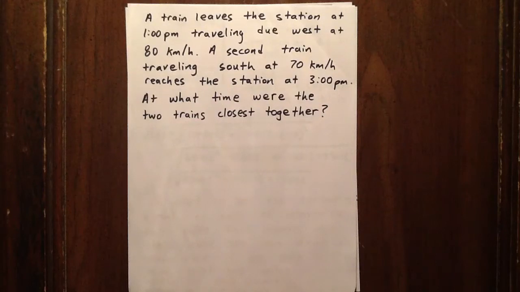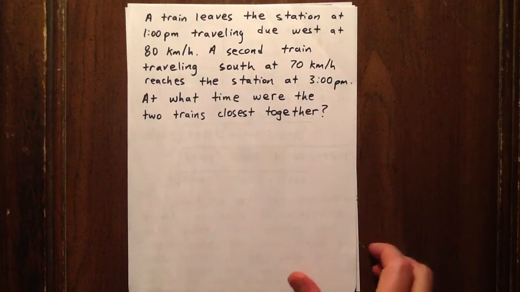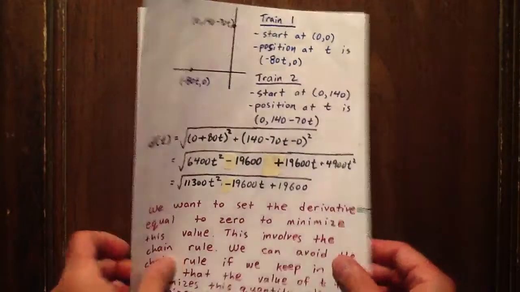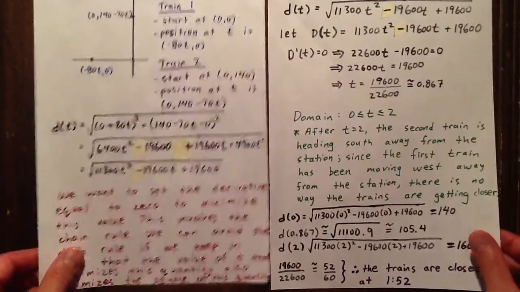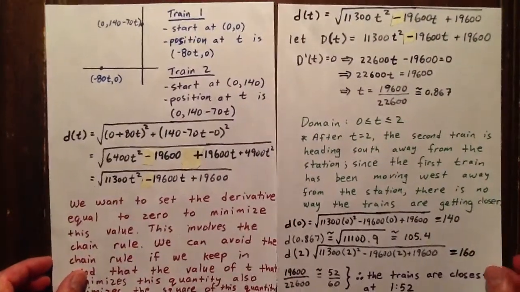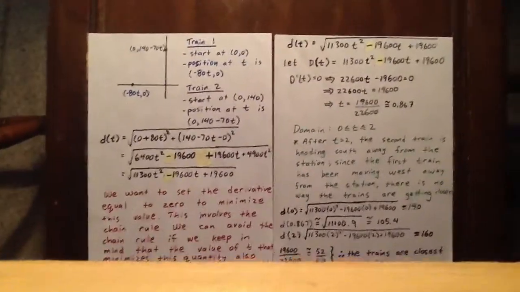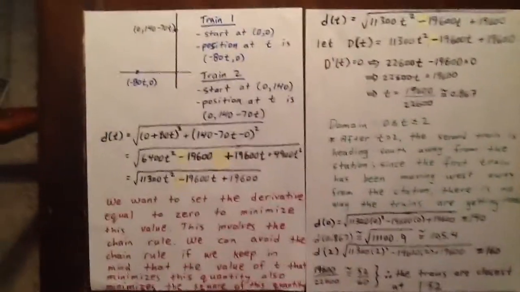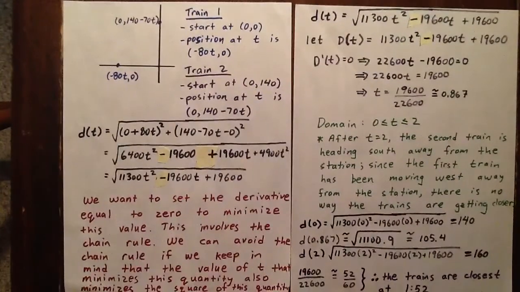A train leaves the station at 1 o'clock p.m., traveling due west. Another train is coming south at the same time, and we want to know when the two trains are closest together. Well, this is a relatively lengthy solution, so I'll give you a screenshot of it to start if you want that.